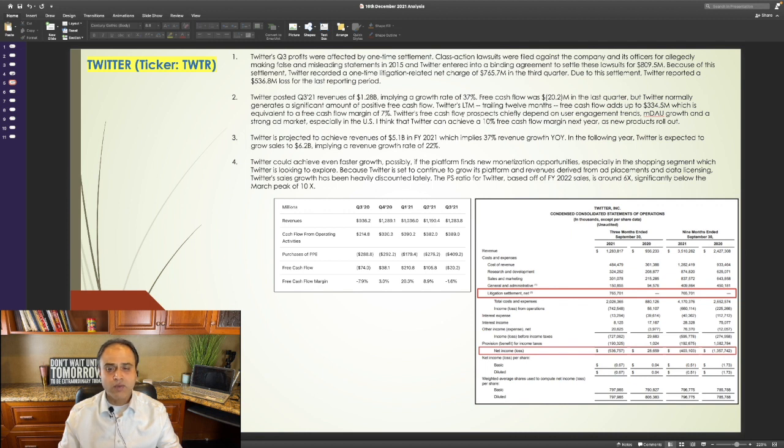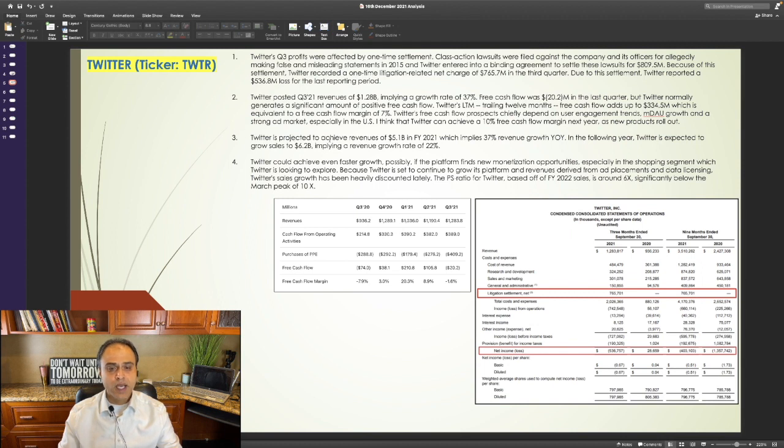Twitter's free cash flow prospects chiefly depend on user engagement trends, MDAU growth, and a strong ad market, especially in the US. I think that Twitter can achieve a 10% free cash flow margin next year as new products are rolled out.